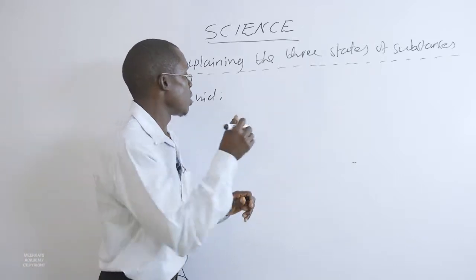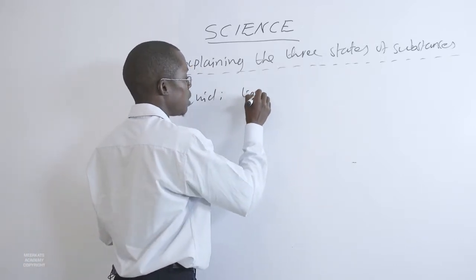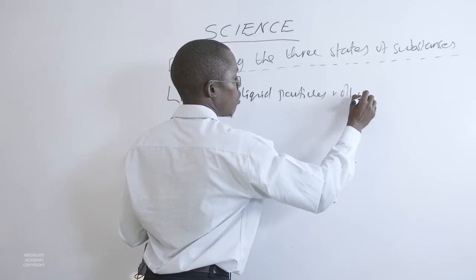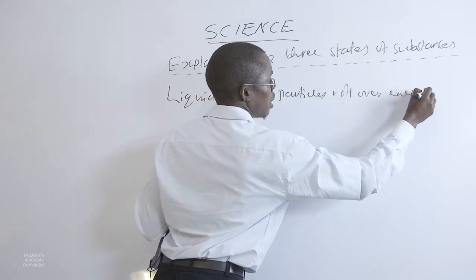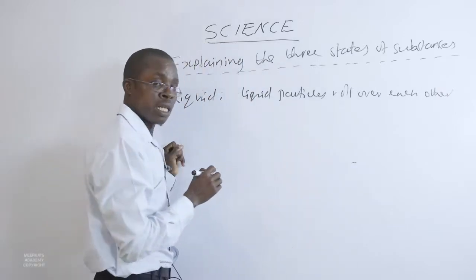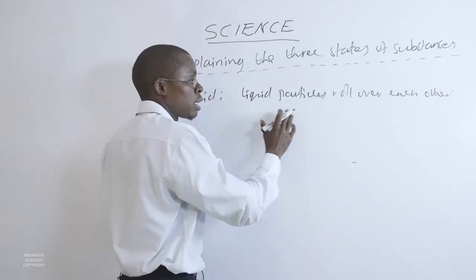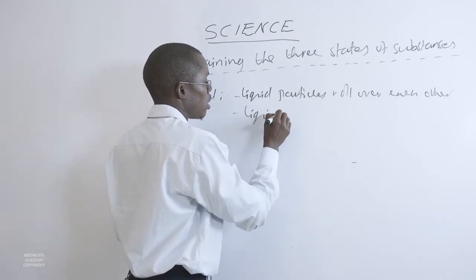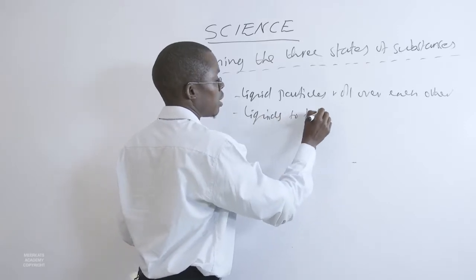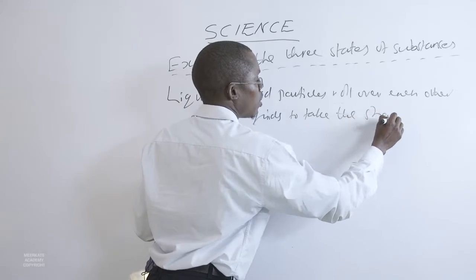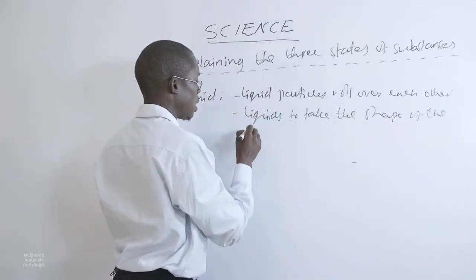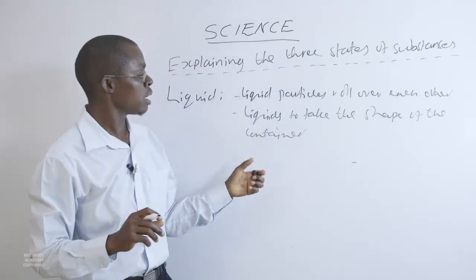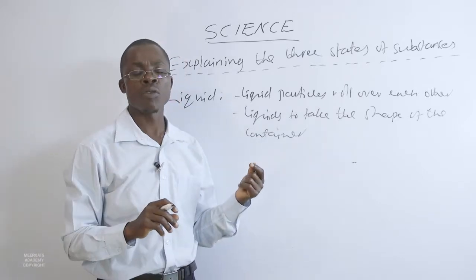So the one thing we have seen is liquid particles roll over each other. It is this aspect of rolling over each other that makes liquids take the shape of the container. And that is a very important point of explanation.